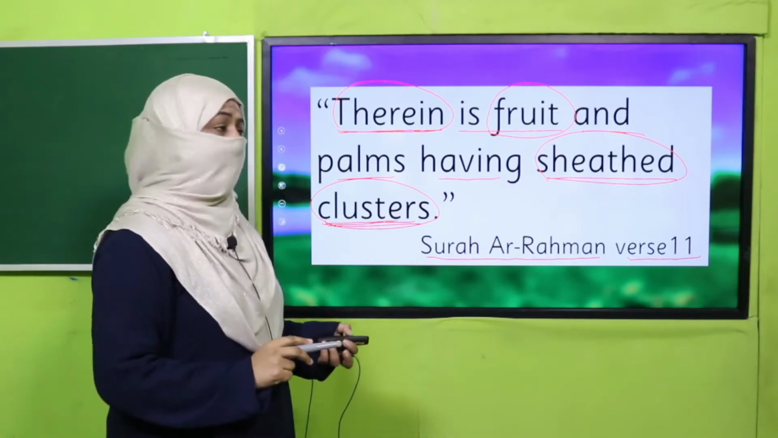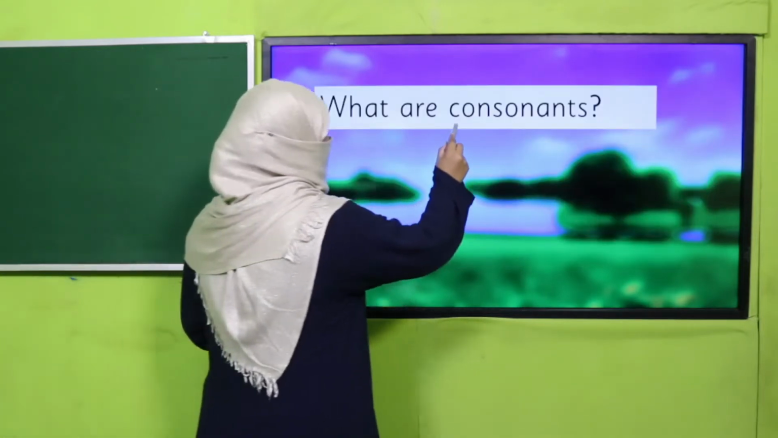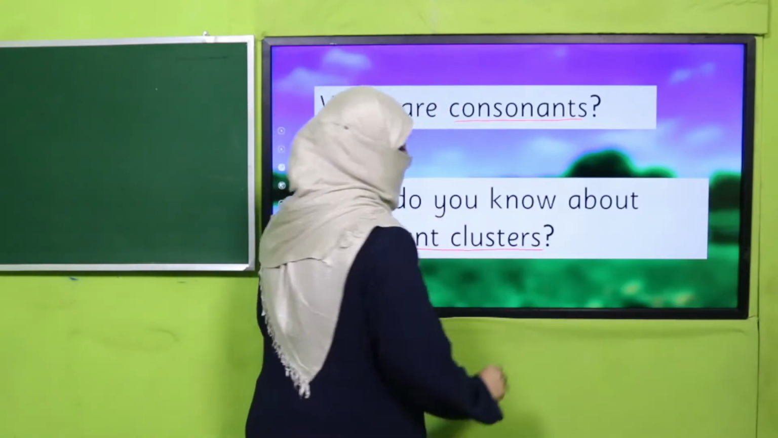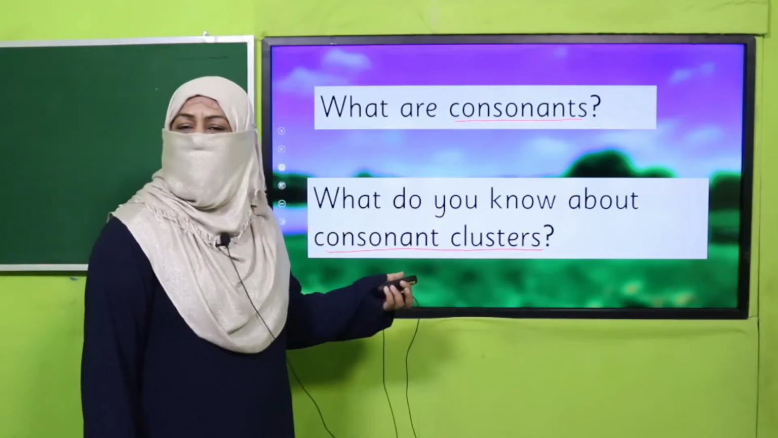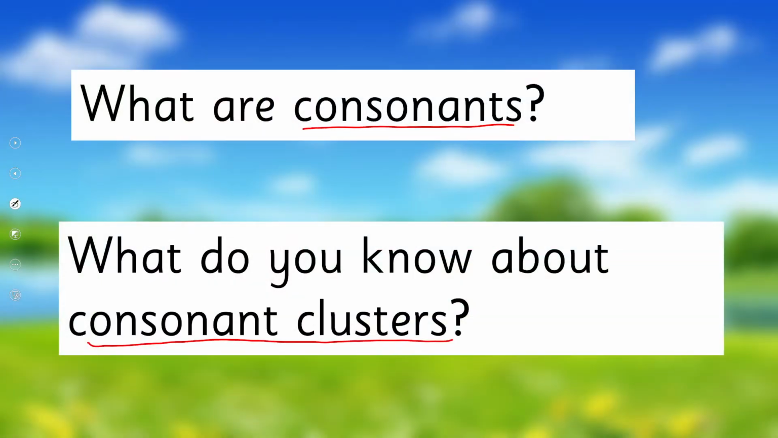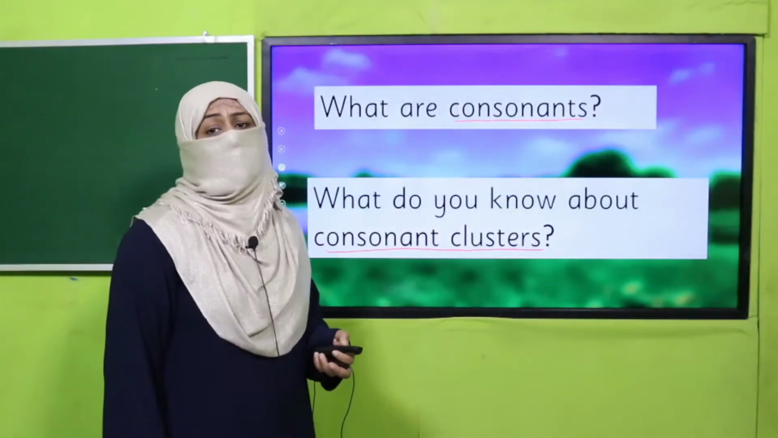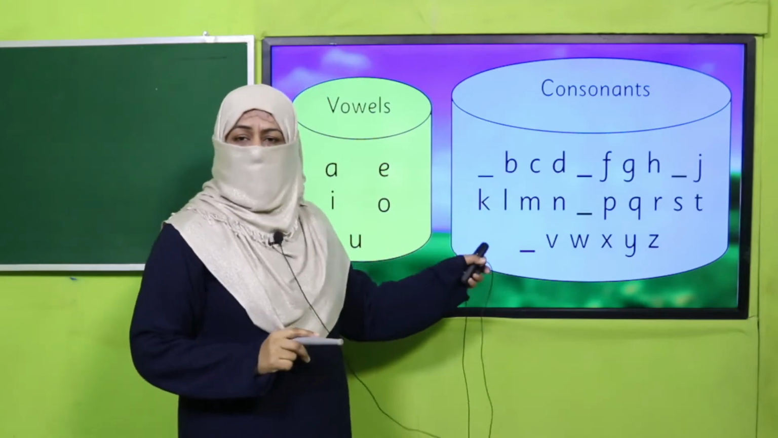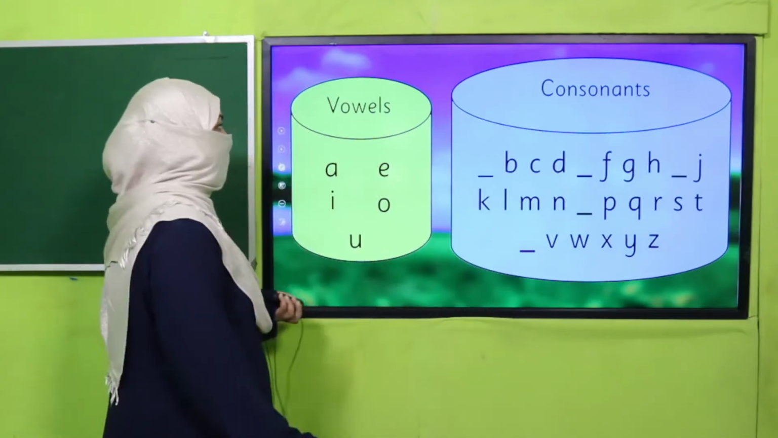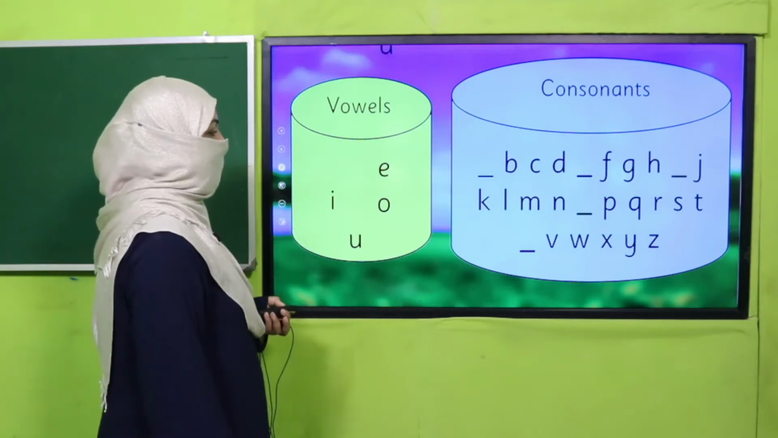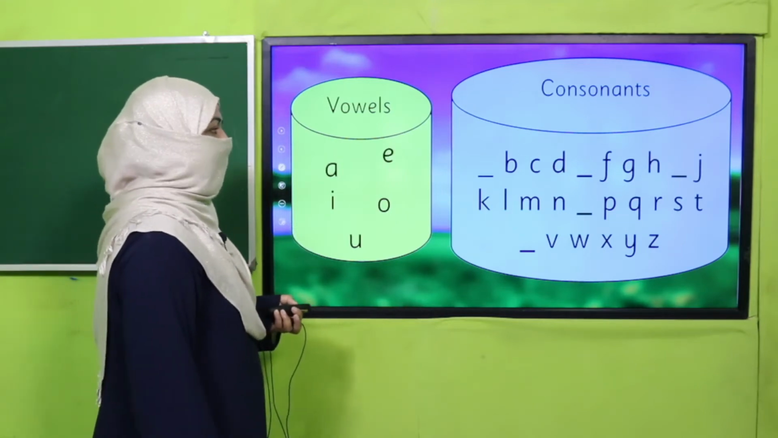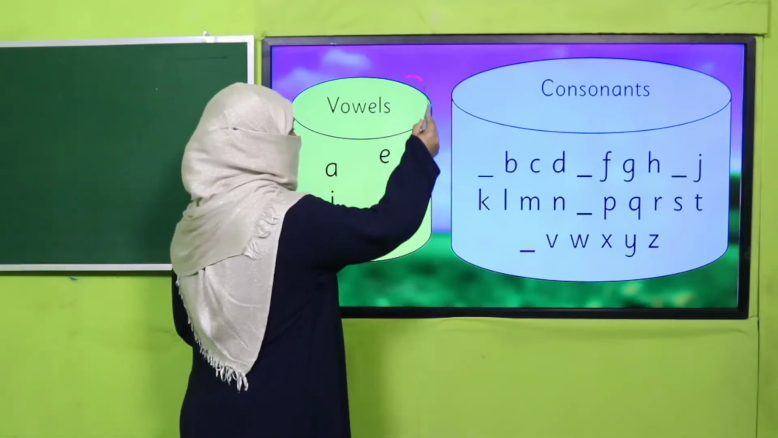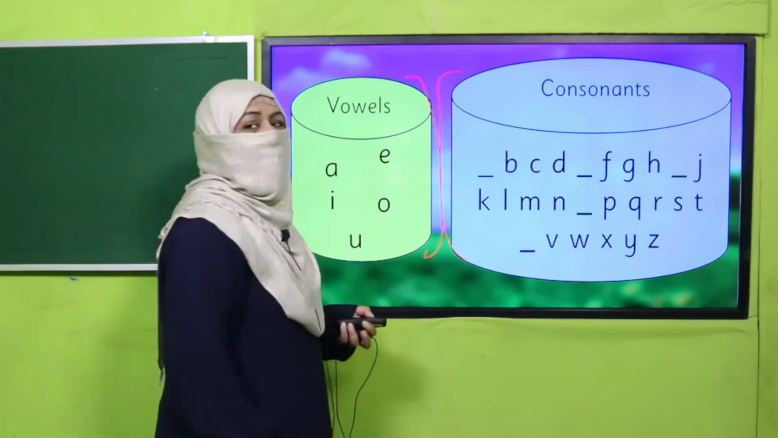Do you remember? Okay, then tell me. First, tell me what are consonants and what do you know about consonant clusters. Just pause the video and answer these questions to your teacher. Yes, my dear students, I hope you remember. The first is very simple. What are consonants? From the alphabets of English, when we take out all the vowels, and the vowels are A, E, I, O, U, when we separate these 5 letters, the rest of the letters are called consonants.